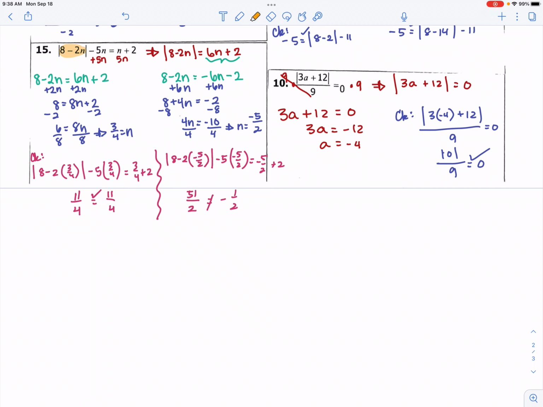Therefore, the only possible solution is 3/4. This is an extraneous solution. So the only possible solution here is 3/4.